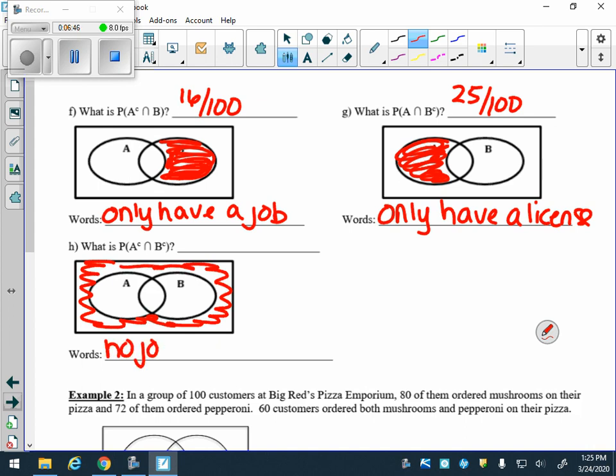No job and no license. Okay, so it's only the outside, which is 18 out of 100. Okay, so I'm going to pause right here.